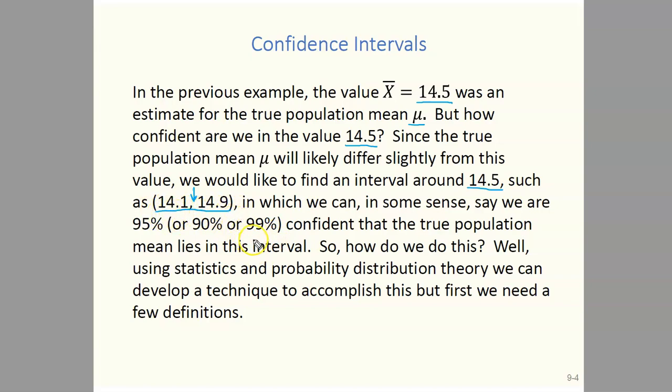So the question is, how do we do this? How do we form this interval? And what exactly do we mean to say that we're 95% confident the true population mean lies in the interval? So that's what we need to do. And that's what statistics and probability theory can do for us.